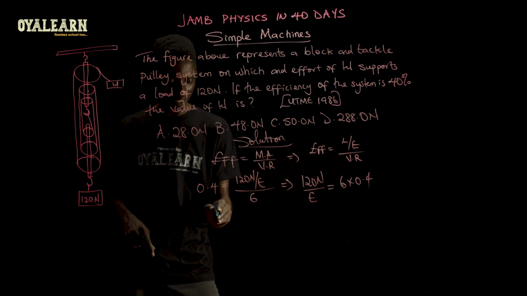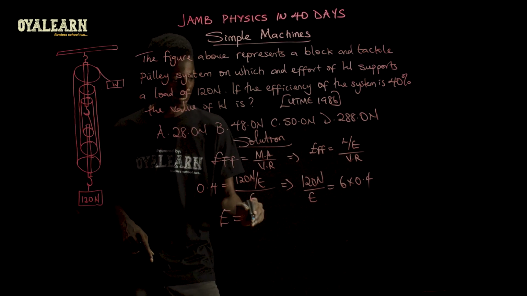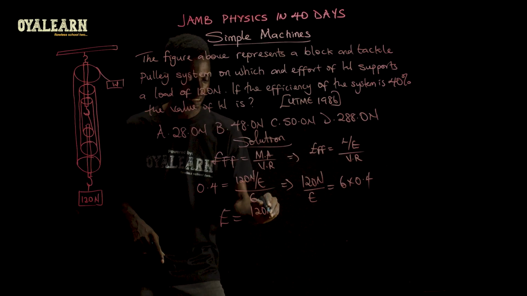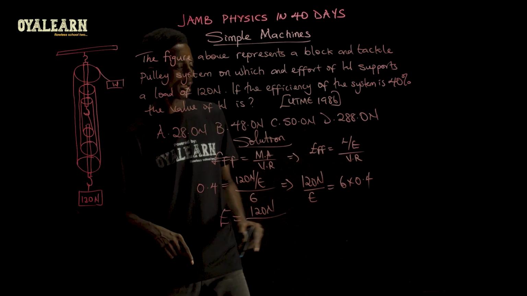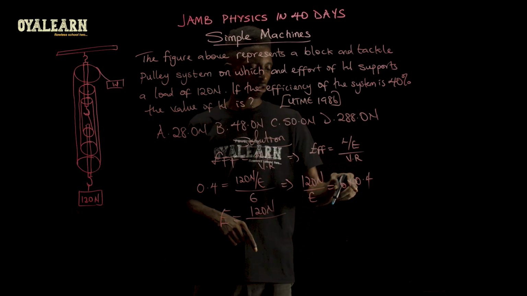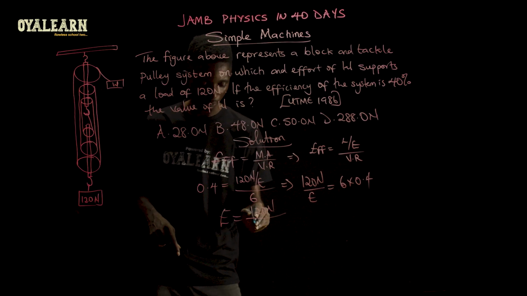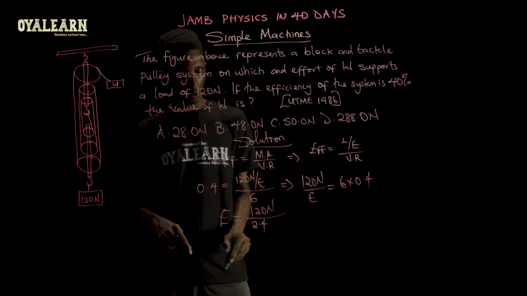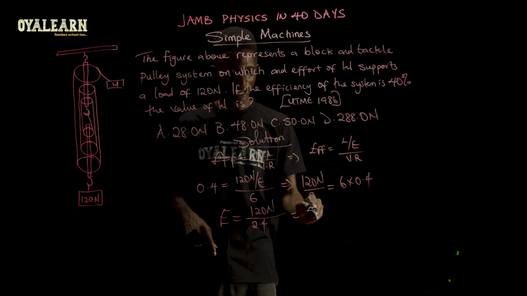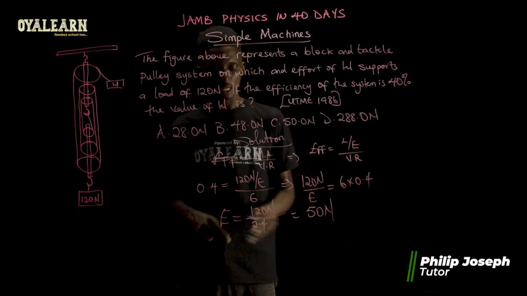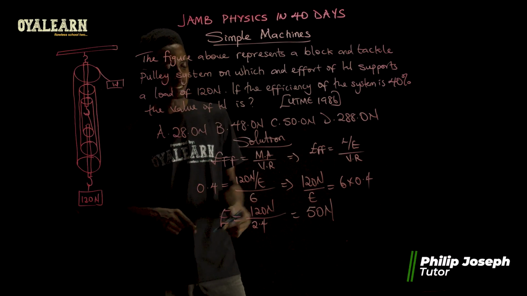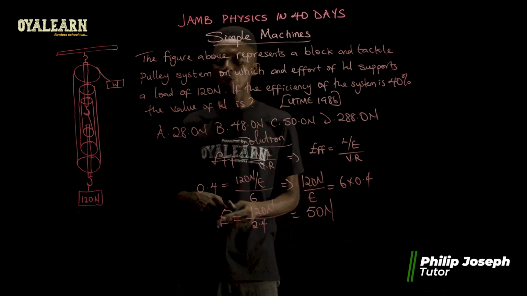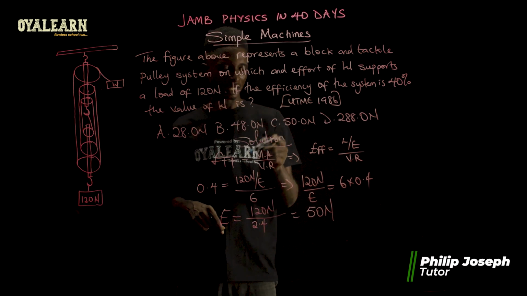So from here we can then say the effort is 120 newtons divided by 6 times 0.4, which will give us 2.4. And when you divide this, you get 50 newtons. So the effort required is 50 newtons. And when we look at the options provided, that is option C.